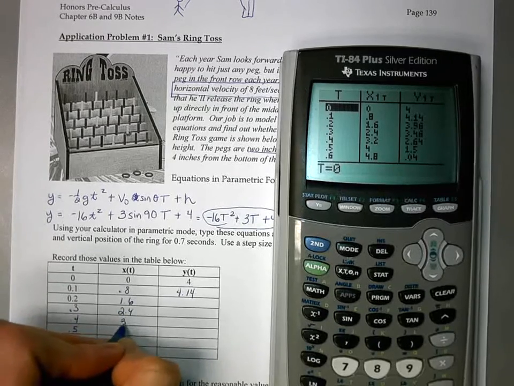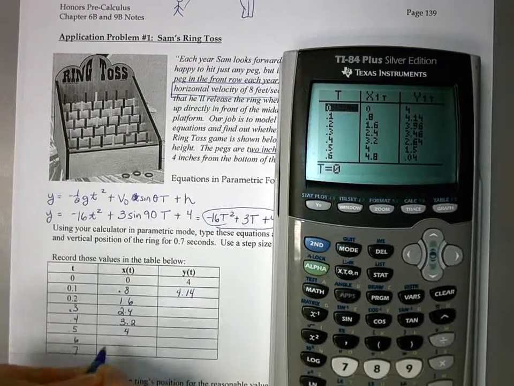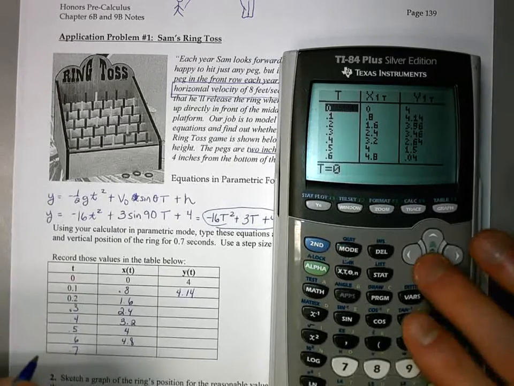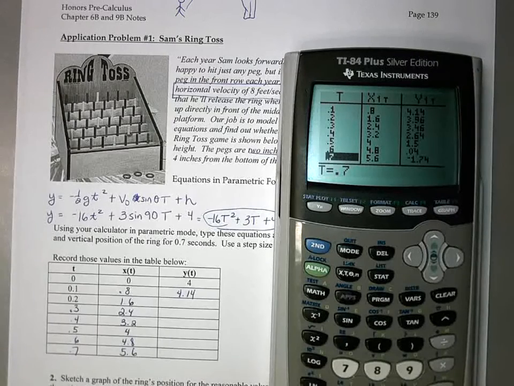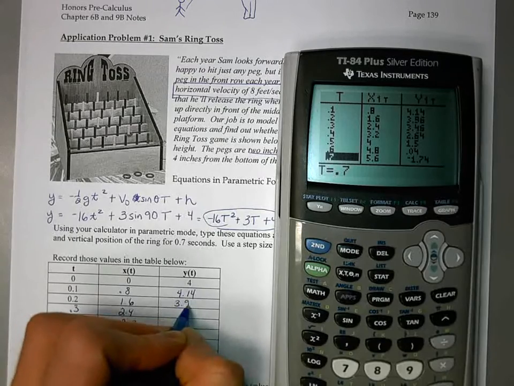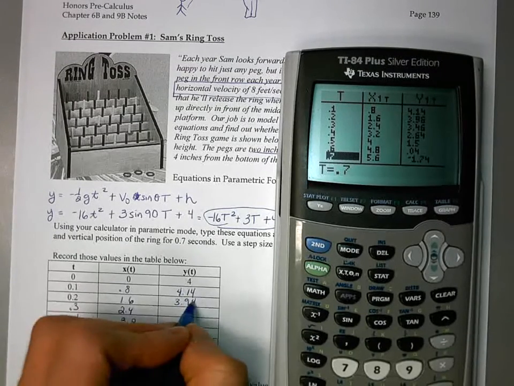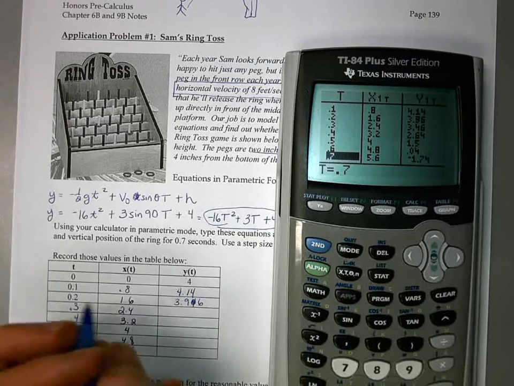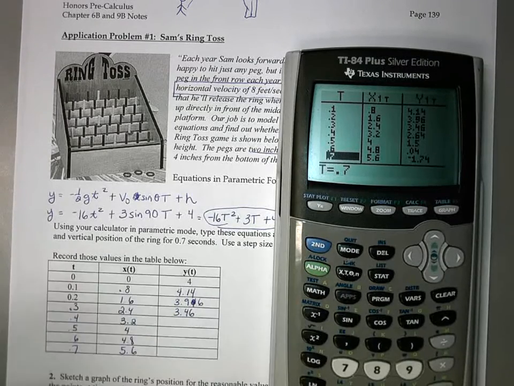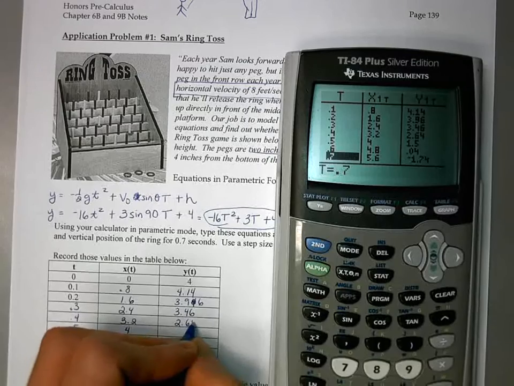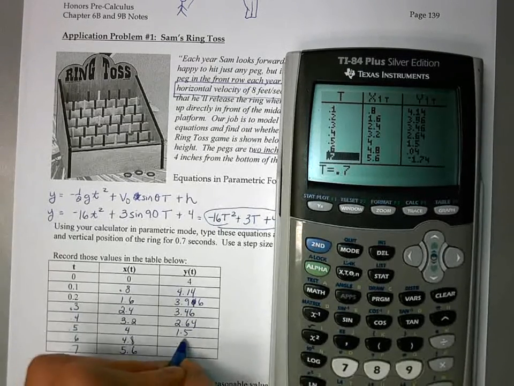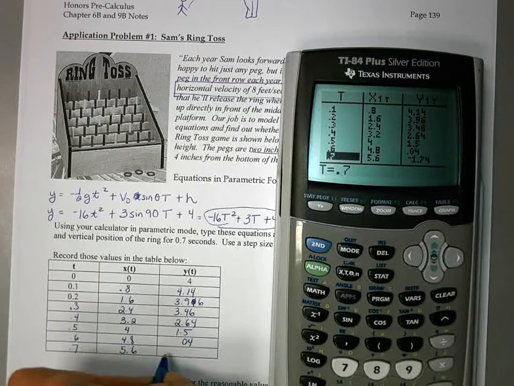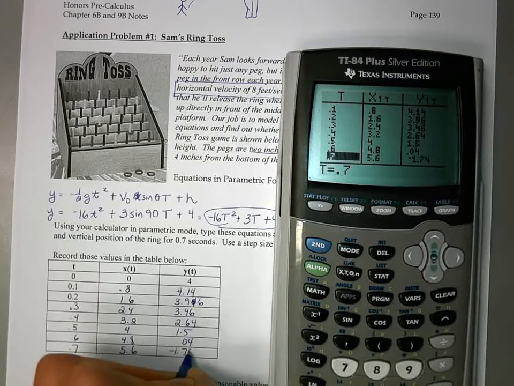1.6, 2.4, 3.2, 4, 4.8, and 5.6 are my x values. And then looking at those corresponding y values, 1.6 is 3.96. 2.4 is 3.46. 3.2 is 2.64. 4 is 1.5. 4.8 is 0.04, and then 5.6 is negative 1.74.